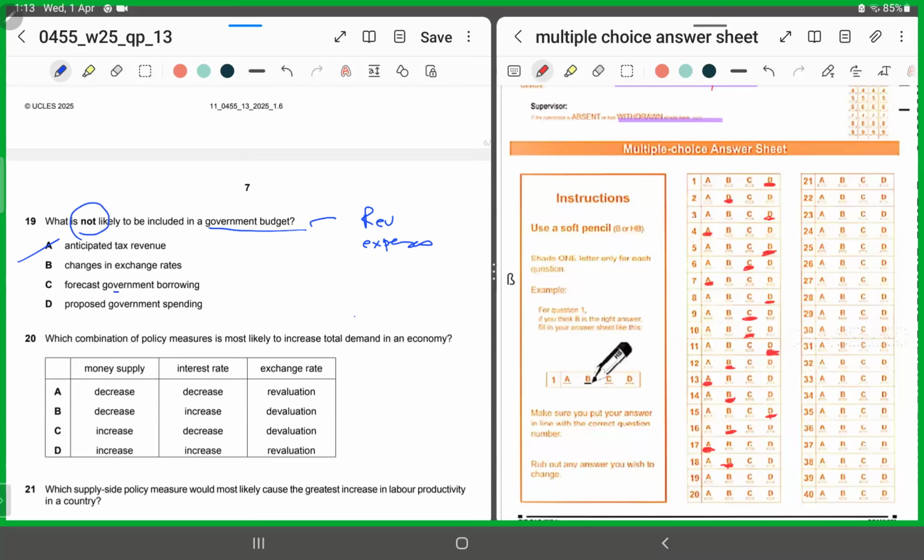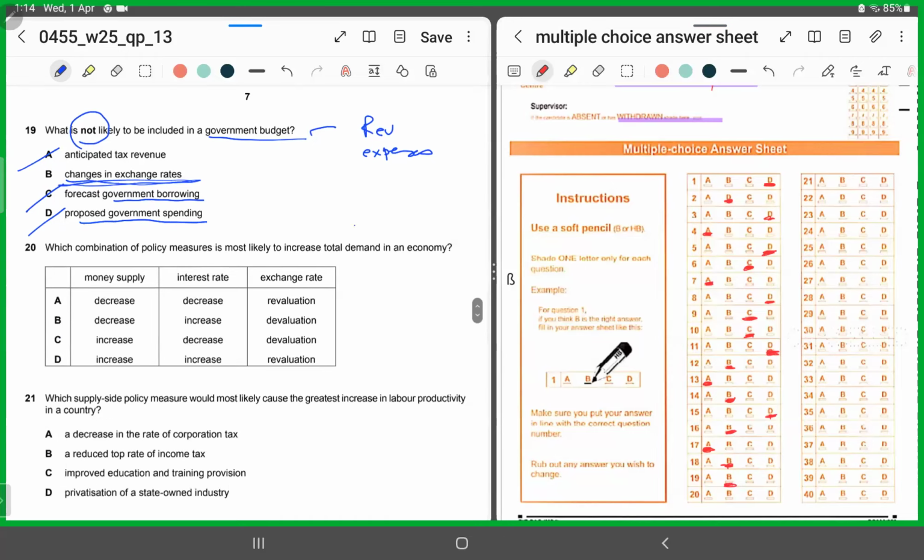Forecasted government borrowing, proposed government spending, that will all be a part of the government budget. How much it would be earning, how much it would be spending, how much it plans to borrow, how much it plans to save. But changes in exchange rate is a part of the exchange rate policy. It's not related to budgets. So for 19, we'll shade in B.